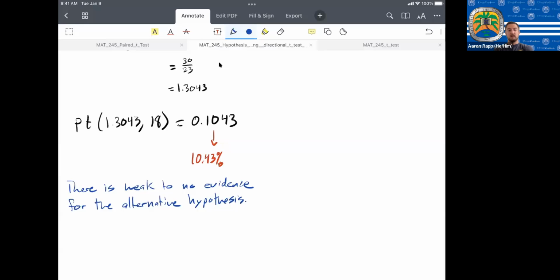There is no big difference between 10.1% and 9.9% probability. So make sure that we always keep in mind this spectrum whenever we get close to those cutoff values. Because am I overstating? Am I saying that there's definitely weak evidence for the alternative hypothesis? No, I'm trying to replicate that spectrum, right? Weak to no evidence. I'm kind of in this little gray area here.